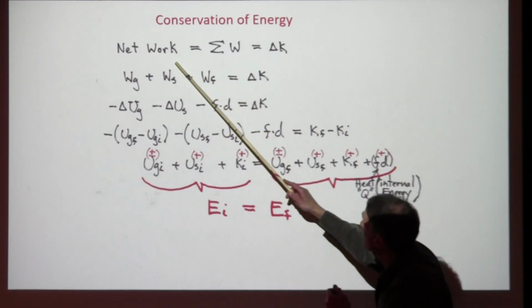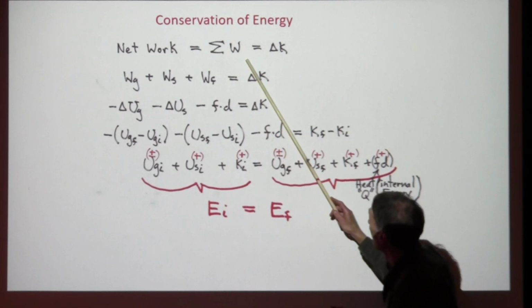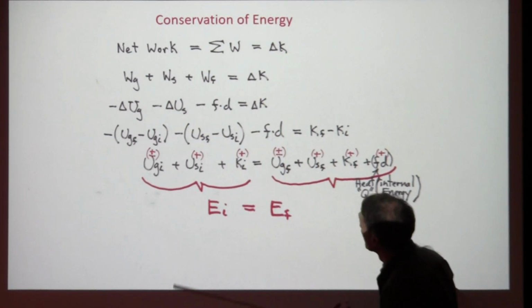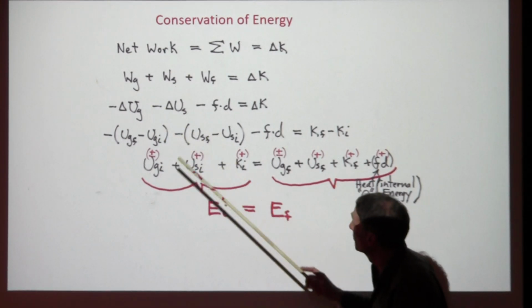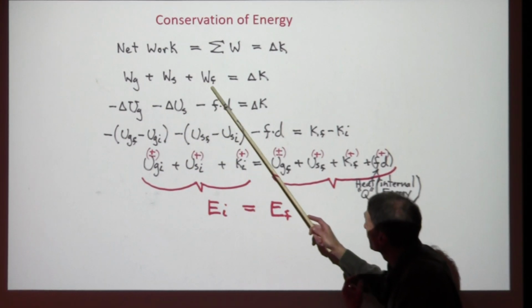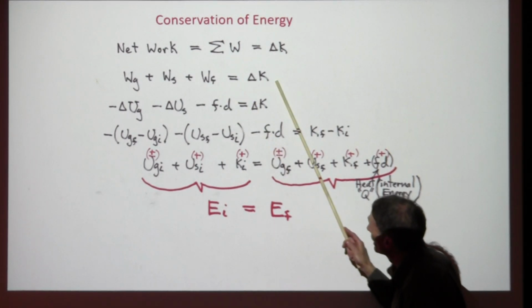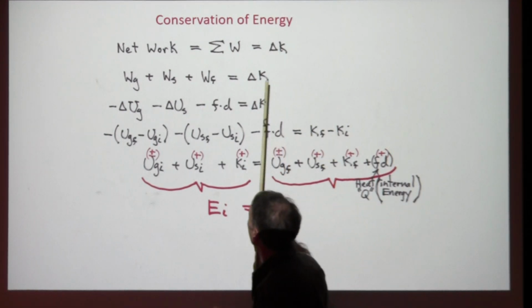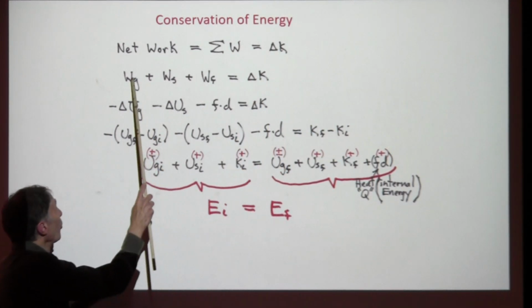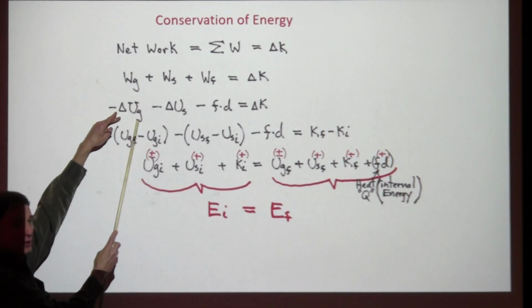Okay, the net work, the sum of all the works done by all the individual forces, is equal to your change in kinetic energy. We've got the work done by gravity, the work done by the spring. Let's say the work done by friction, let's stick with those for right now, is equal to your change in kinetic energy. Okay, now here's where the sign comes in rather nicely. We say the work done by gravity is equal to minus the change in the potential energy.